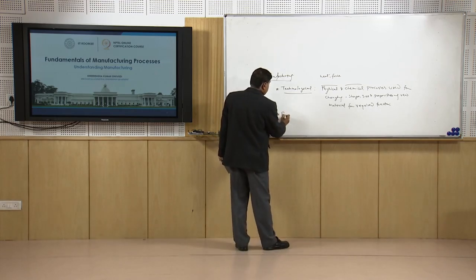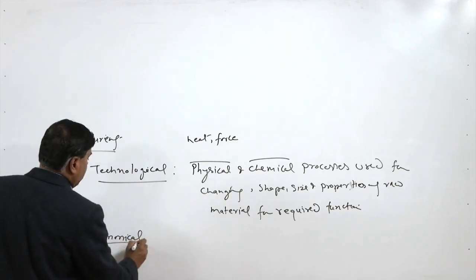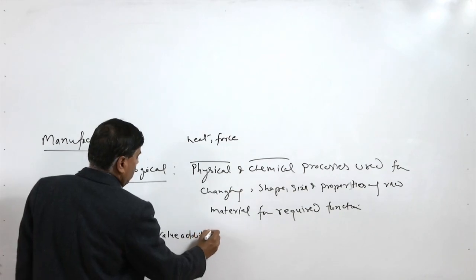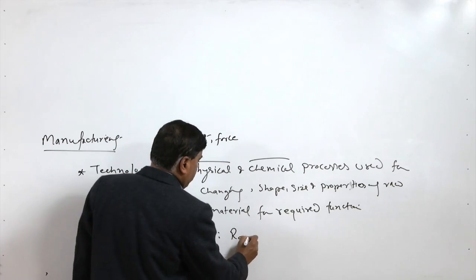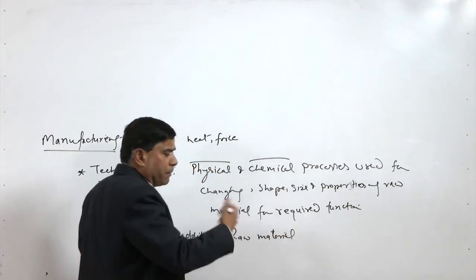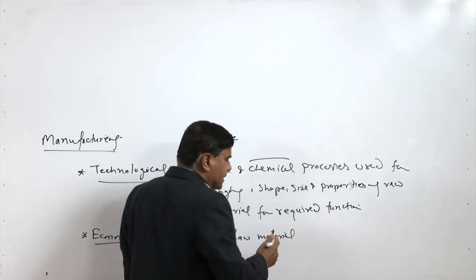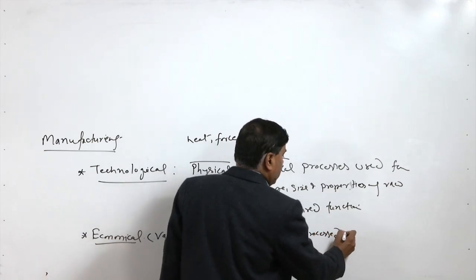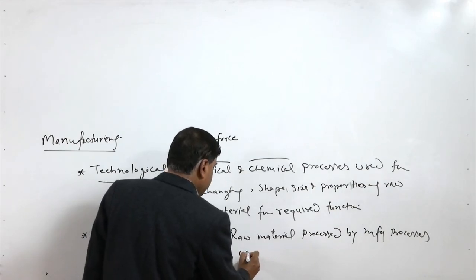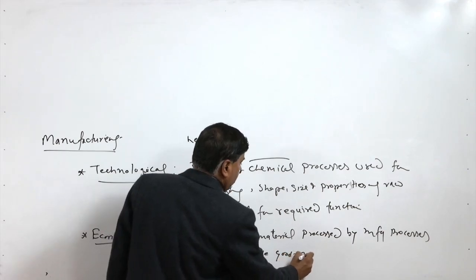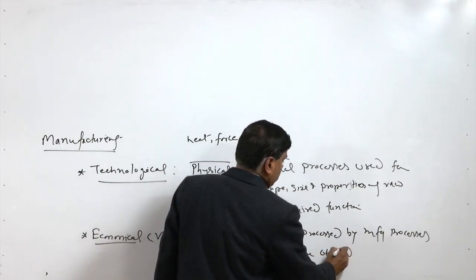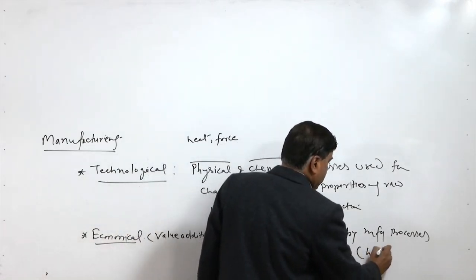On the other hand, the economical way. Economically, manufacturing is a value addition process, wherein we take raw material which is of low value, and although it cannot be used for any useful purpose, when the raw material is processed through manufacturing processes, usable goods are produced or obtained. So, this is of high value.